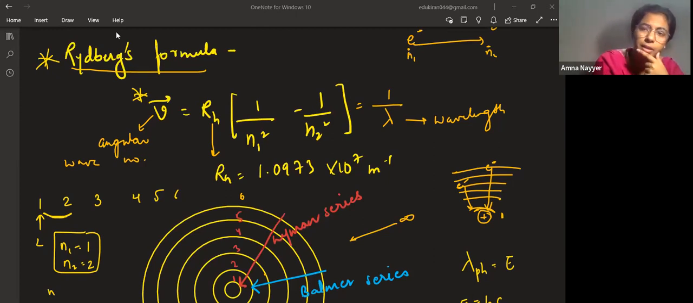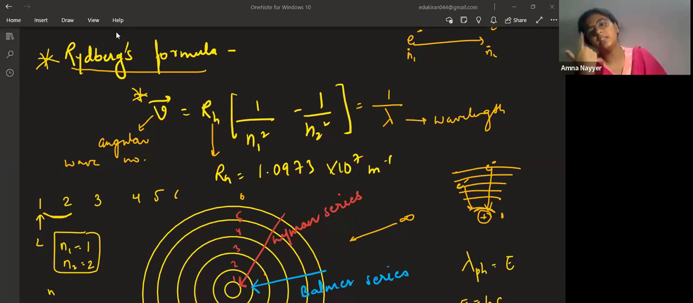The wave number is given by Rydberg's constant multiplied by 1 by n1 square minus 1 by n2 square. So n1 and n2 are what? n1 is the shell in which the electron was initially present, and n2 is the shell to which the electron has come. So initial and final shell numbers. And Rydberg's constant, just remember this value: 1.0973, you don't even need to remember it, because usually your answer gets solved if you use 10 to the power 7. So 1.0973 into 10 to the power 7 per meter is the value of Rydberg's constant.